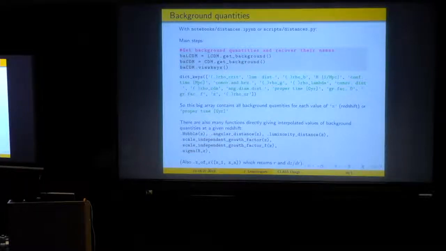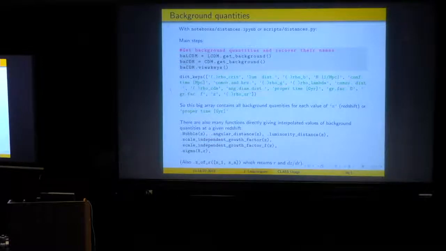And that's nice because I realize that any of these two arrays are dictionaries with many entries, and you can see these as the names of different columns. So for instance, there is a column for conformal time in megaparsec. There is a column for redshift. There is a column for the critical density, for the density of baryons, of photons, gamma, of lambda.